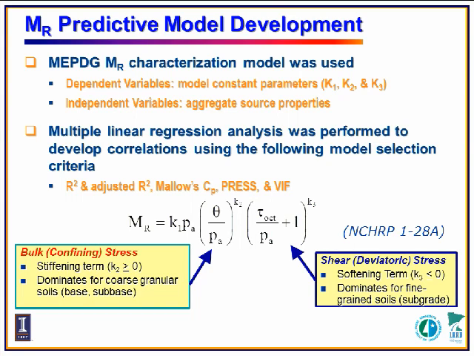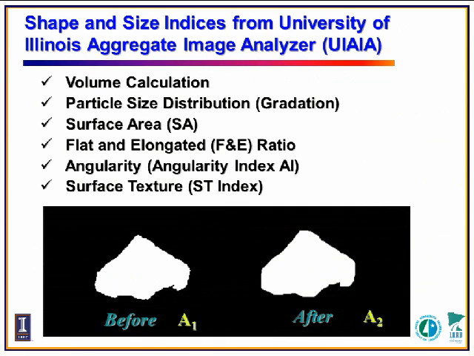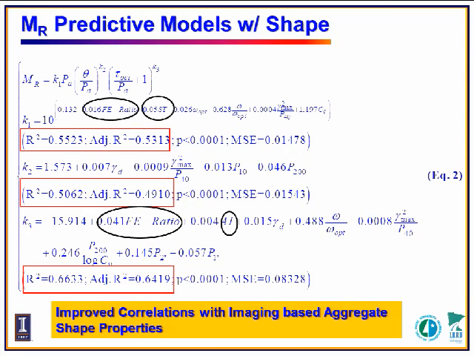So to this end, we did some multiple linear regression analysis, and one important thing we noticed is that in the past years we have found aggregate shape properties play a very important role in those behaviors. So we requested 12 samples from MnDOT for imaging analysis, and then we incorporated those results into the regression analysis. Here is just a summary of the aggregate shape indices we analyzed. These are the correlations we came up with.